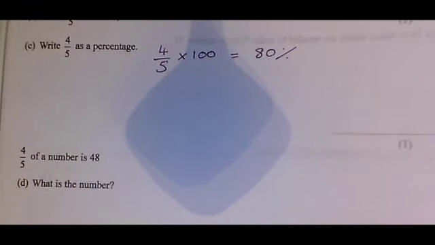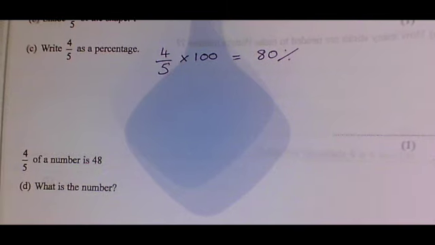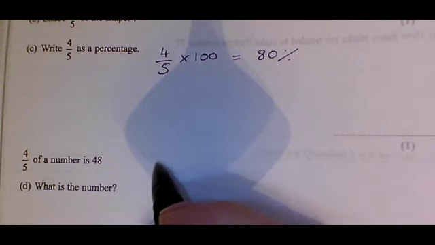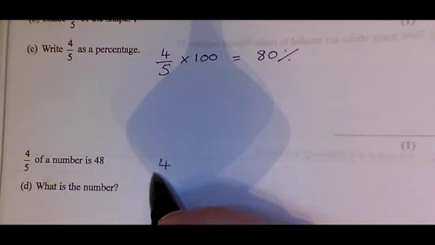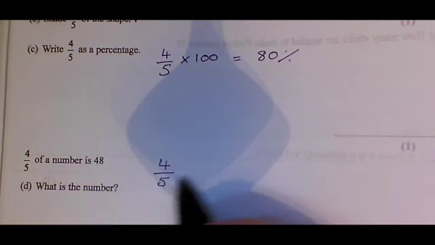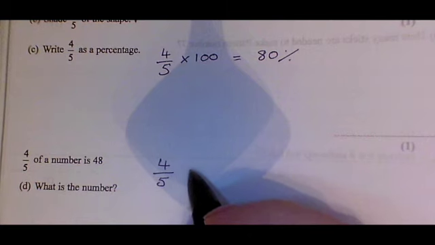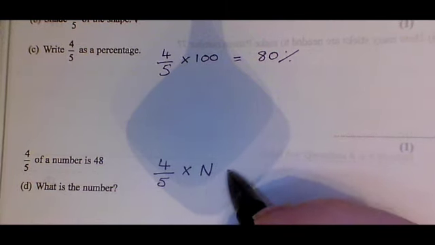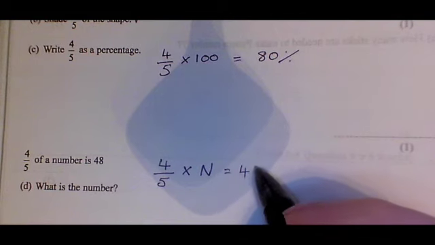Right, let's have a look at part D. It says 4/5 of a number is 48. What is the number? So if we want to find 5/5, don't we? If we've got 4/5 is 48, what we can do is we can find 1/5 by dividing by 4, and then we could times it by 5 to find 5/5, which is the same as 1. So 4/5 of a number, of means times, isn't it, equals 48.